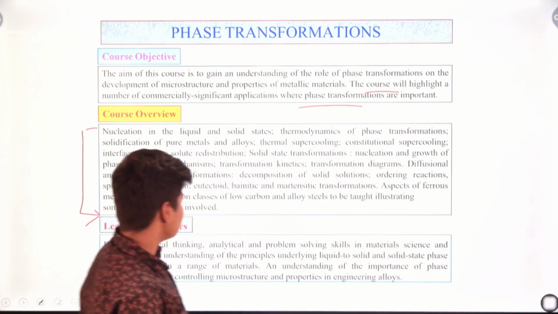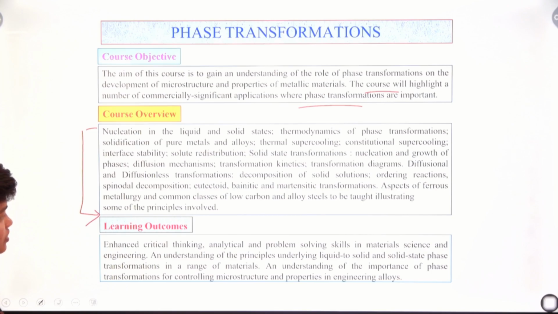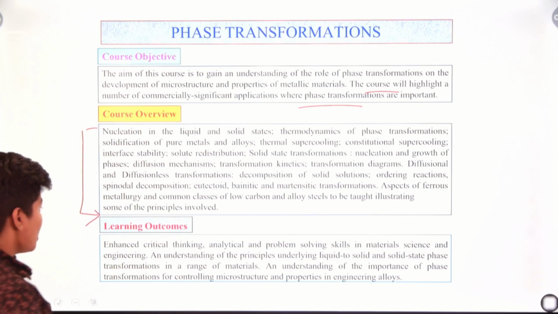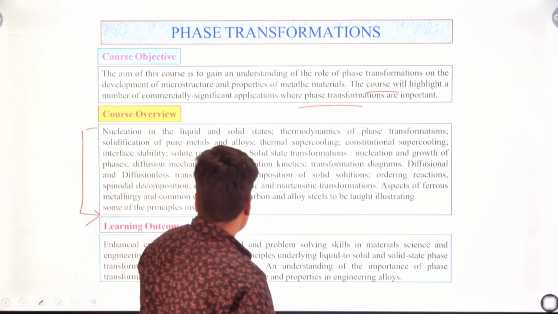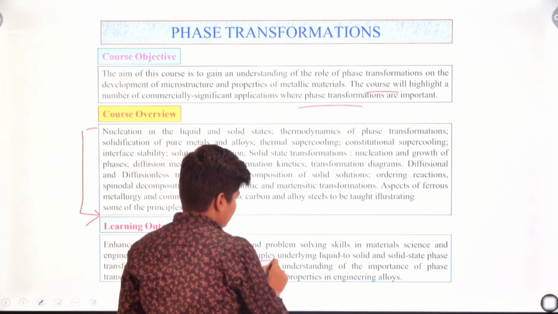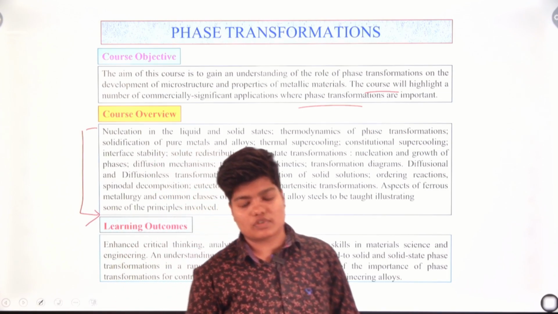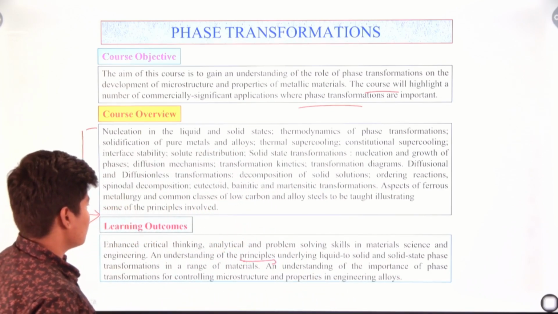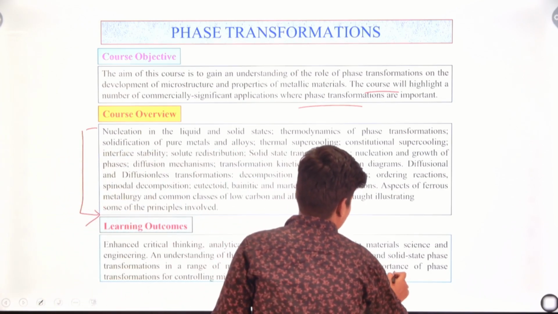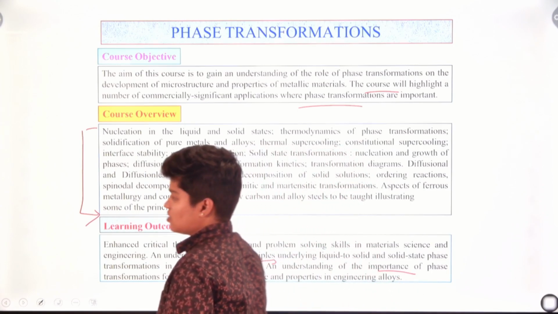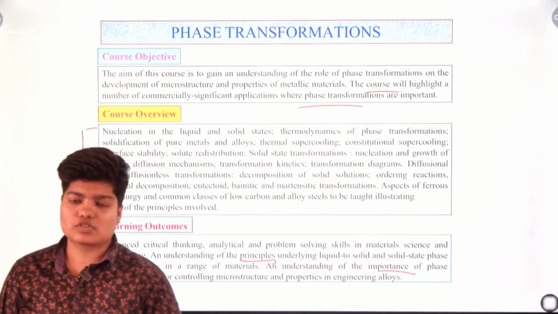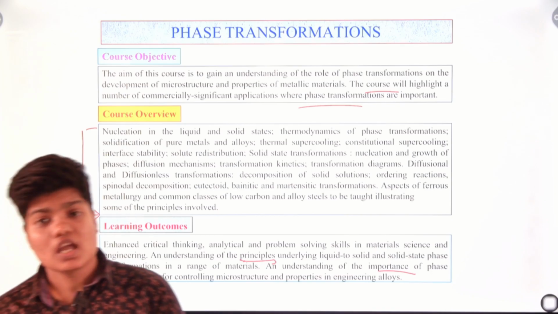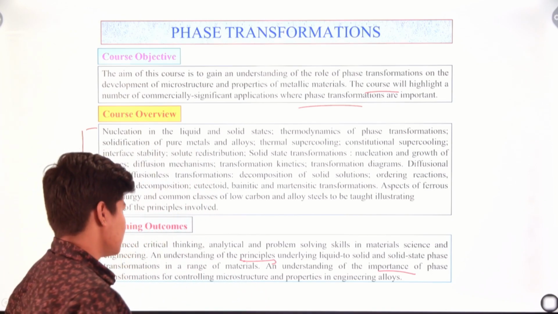This will provide analytical and problem solving skills in metallurgical science, and we have to understand the principles underlying this topic, like from solid to liquid or liquid to other states. Now we will see the importance of phase transformation: it is important for controlling the microstructure and properties, and for the various applications in the field of metallurgical science.